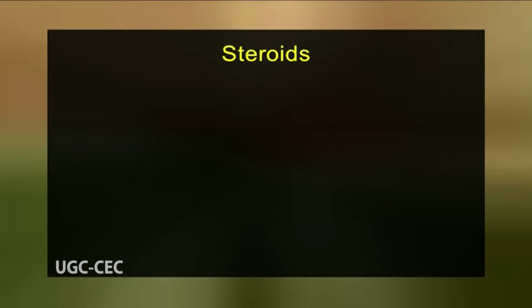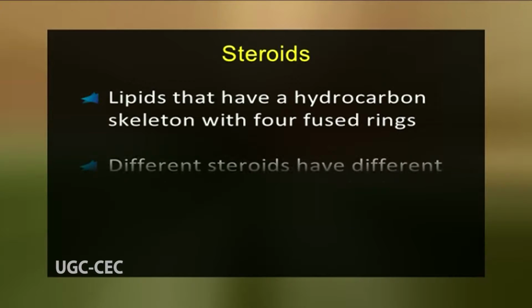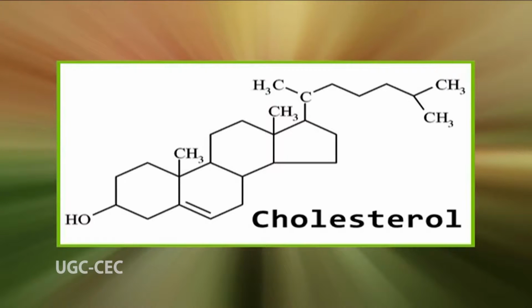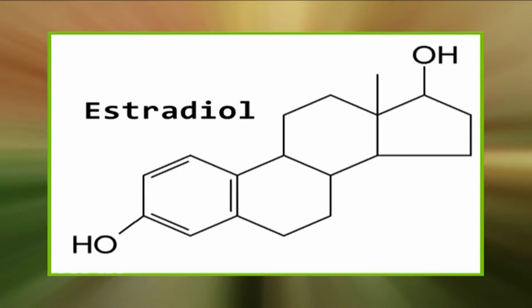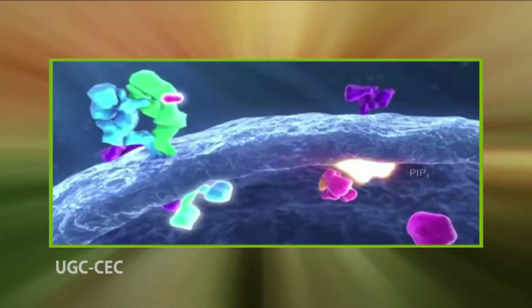Steroids. Steroids are lipids that have a hydrocarbon skeleton with 4 fused rings. Different steroids have different functional groups attached to the carbon skeleton. Cholesterol is the precursor of the steroid hormones. Steroid hormones include estradiol, testosterone, cortisol. Since these molecules are small and hydrophobic, they can diffuse directly across the plasma membrane into the cell, where they can interact with the internal receptors, although some also bind to cell surface receptors.